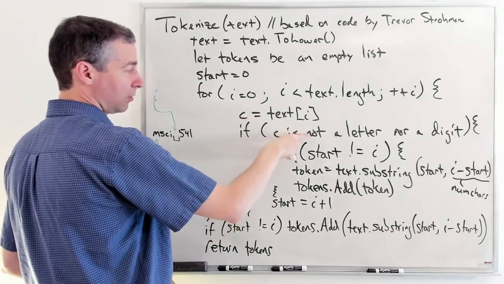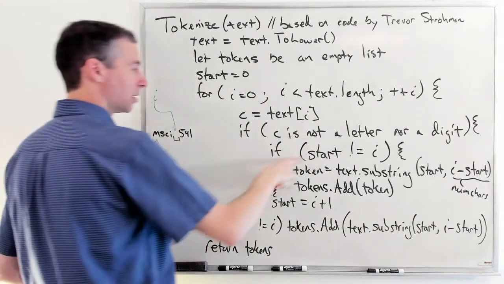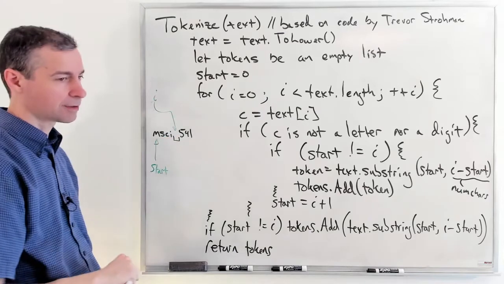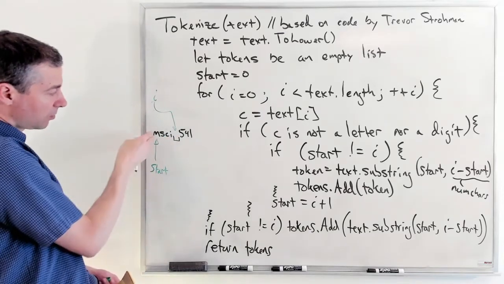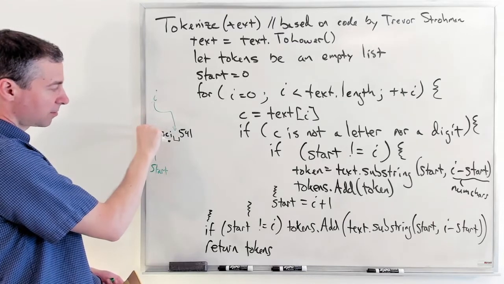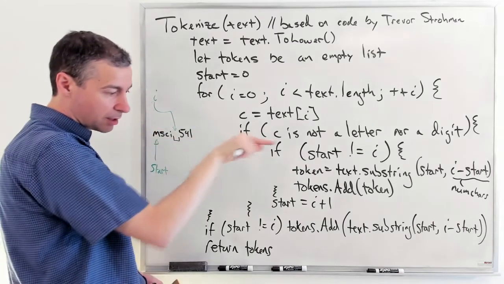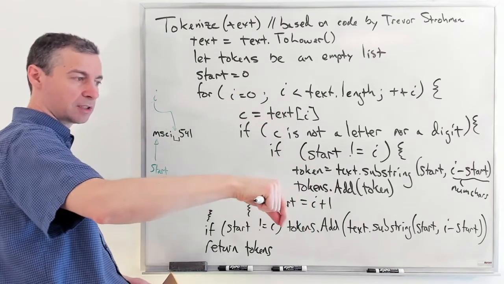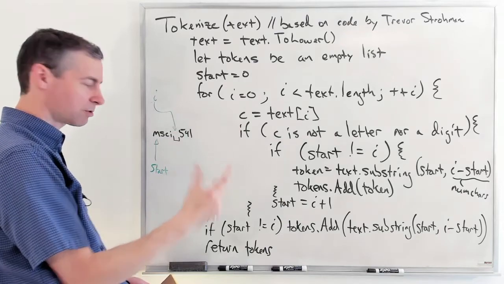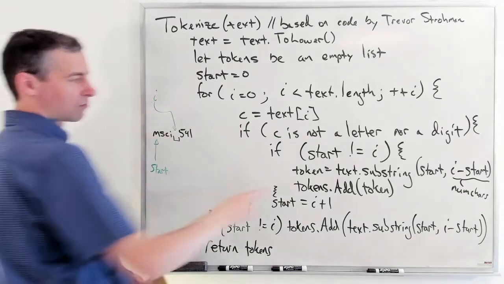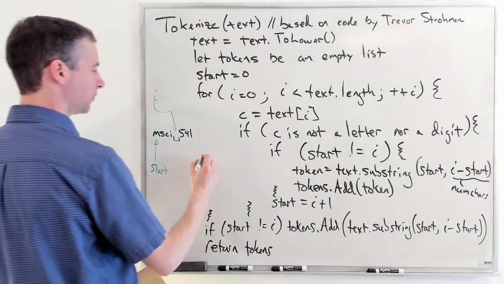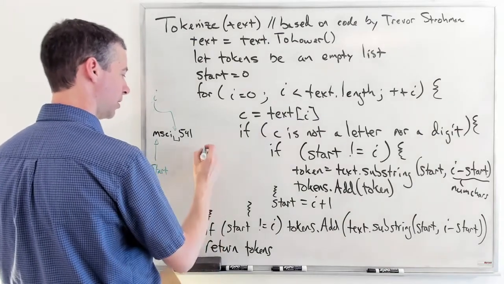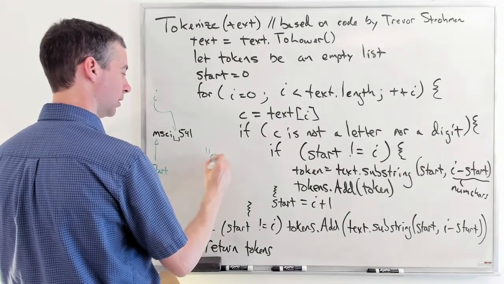So C, yeah, it's not a letter. Is start set equal to I? The answer is no, it's not. So that means that we started with I and start in the same spot, but then I moved ahead as it went over letters or digits, and then it eventually found something that's not a letter or digit. So now we've captured a string that we want as a token. We grab that off, and our first token is MSCI. Wish I could spell my simple acronym.